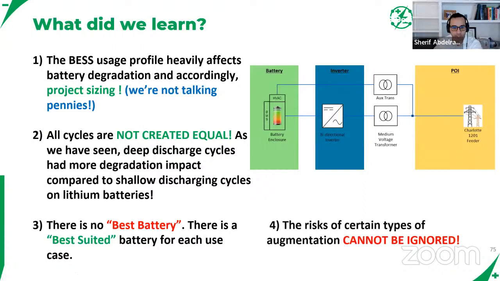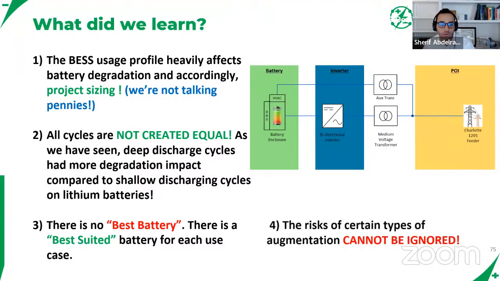So I'll just take these point by point. The first one here: the battery usage profile heavily affects battery degradation and accordingly project size. And we're not talking pennies. We've seen in the first optimization that it made a huge difference on the beginning of life capacity between one cycle with deep discharges and another equivalent cycle with shallow cycles. So now we know that it is consequential.